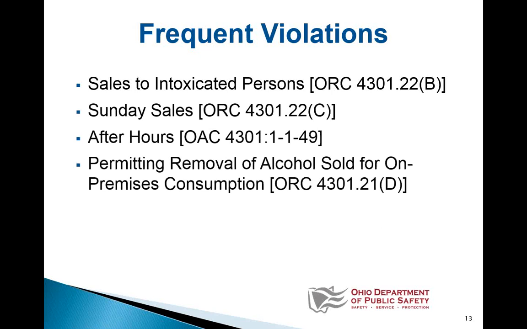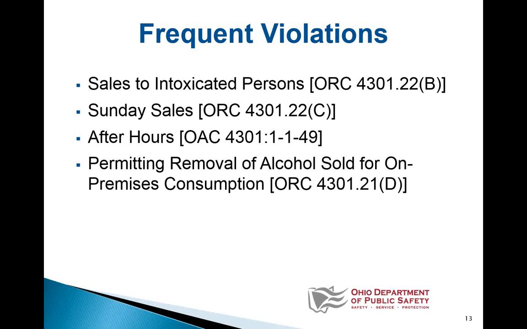The permitting removal of alcohol sold for on-premises consumption really came about with the implementation of the smoking ban here in Ohio. Suddenly, individuals were permitting people to leave their premises and smoke out on a patio or a porch that was newly installed, and that's fine so long as those exterior portions are a part of the official sketch that's on file with the Division of Liquor Control. If not, you can contact the division to schedule an inspection of your premises and add any of those patios or outside areas onto the permit itself.